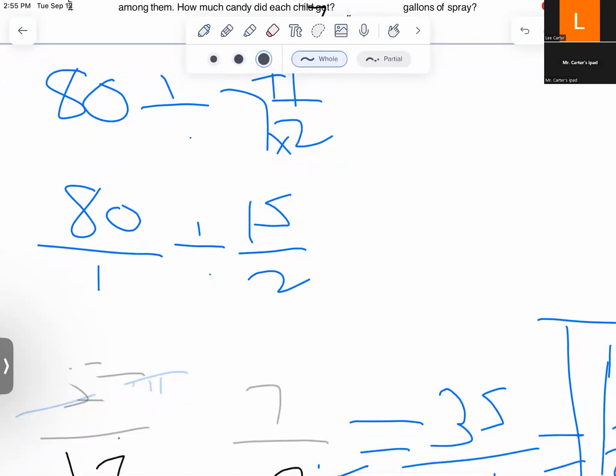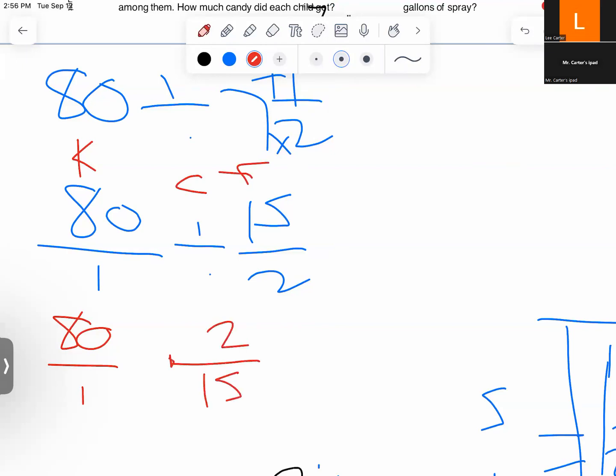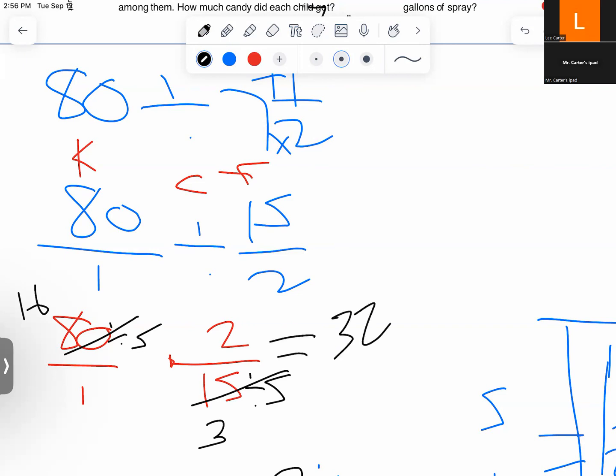Then we can keep change flip. We're going to keep the 80 over 1, change to multiplication, flip to 2 over 15. All right, now we can divide these by 5. You need to do that over on the side somewhere with the 80. I know that 80 divided by 5 is 16. So 16 times 2 is 32. Again, you can multiply on the side if you need to. Over 3. Then 3 goes into 32 10 times.